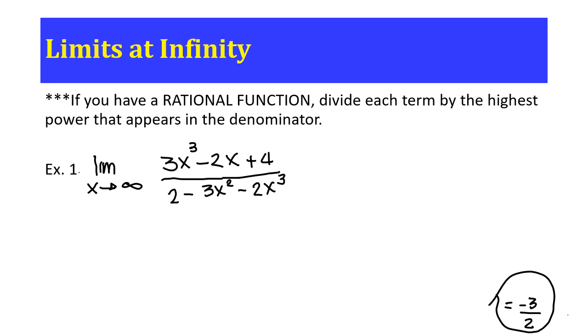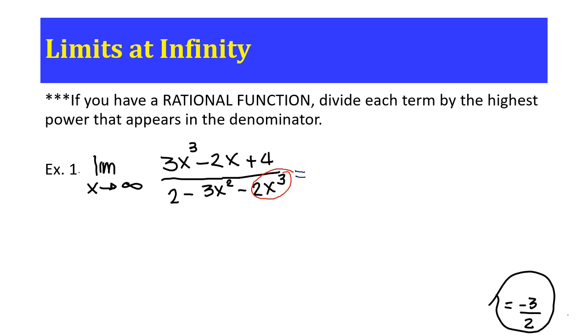Example number 1. We are asked to evaluate the limit of 3x cubed minus 2x plus 4 all over 2 minus 3x squared minus 2x cubed as x approaches infinity. We are going to solve this following this note. It says, divide each term by the highest power that appears in the denominator. The highest power that appears in the denominator is x cubed. So we are going to divide everything by x cubed.